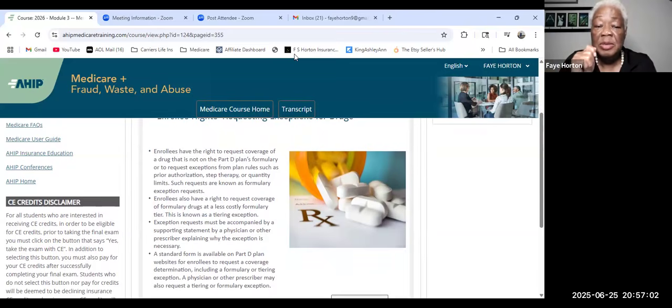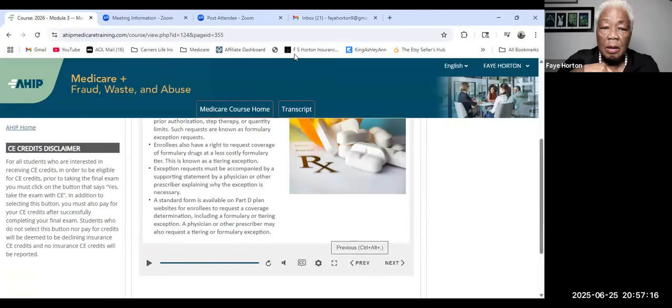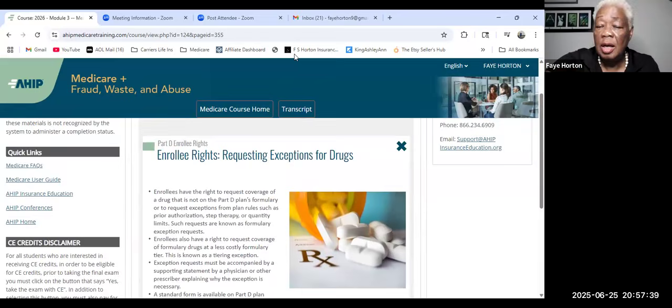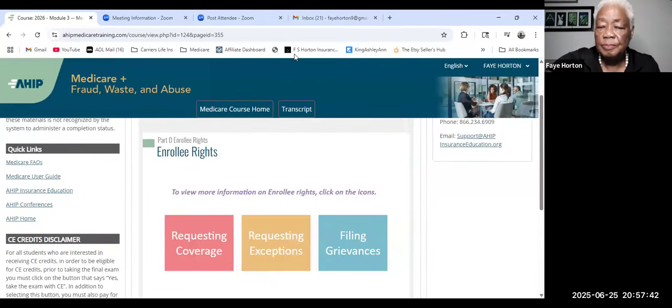Exception requests must be accompanied by a supporting statement by a physician or other prescriber explaining why the exception is necessary. A standard form is available on Part D plan websites for enrollees to request a coverage determination, including a formulary or tiering exception. A physician or other prescriber may also request a tiering or formulary exception.